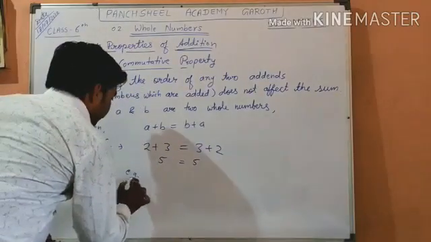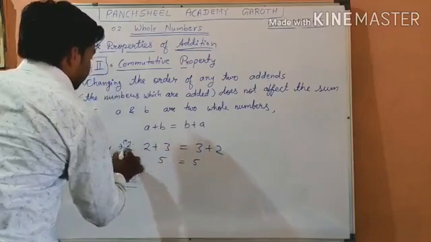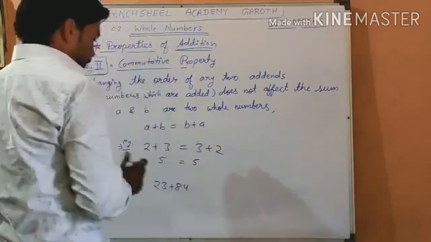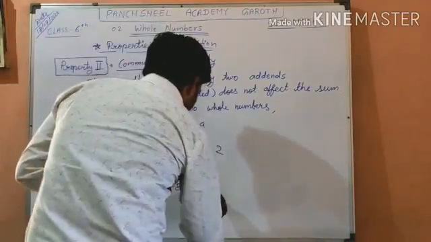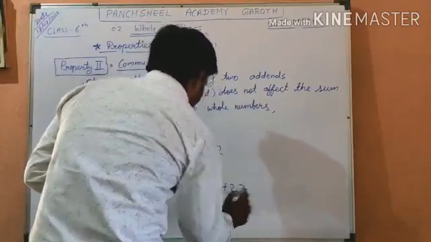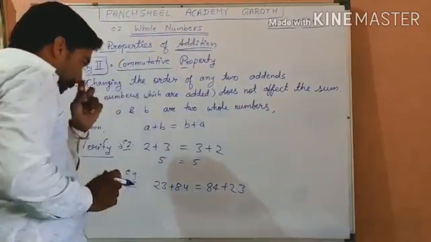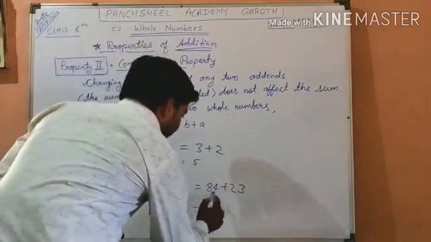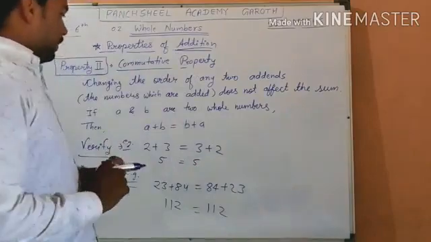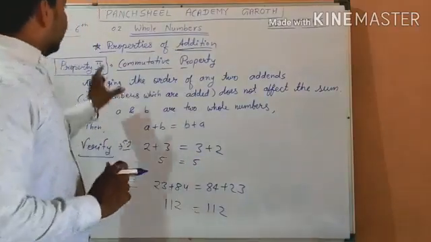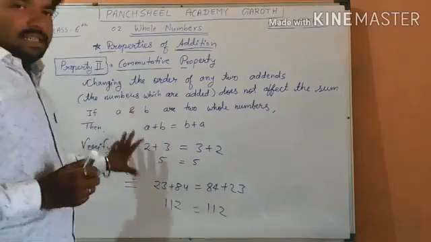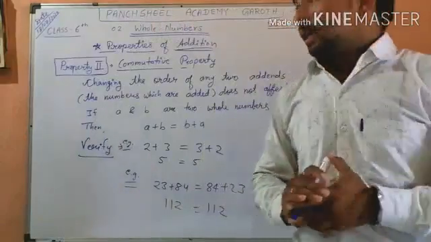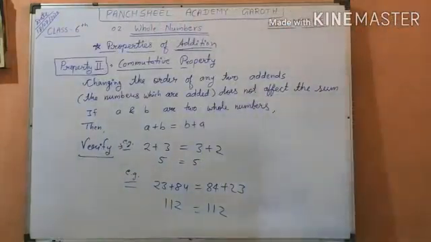Another example we can take: 23 plus 84 equals 84 plus 23. In this way we can add it, and we get 112 both times. So this is the commutative property. It's easy. If we add any two whole numbers, we can change the order, and it doesn't affect the sum. Okay, note it down.